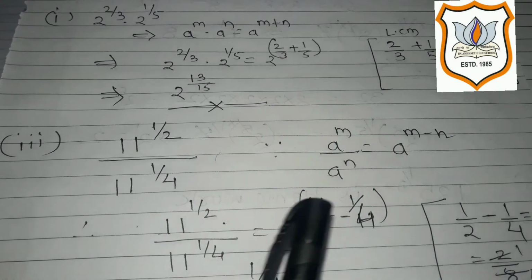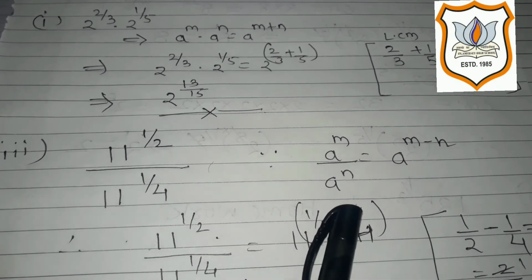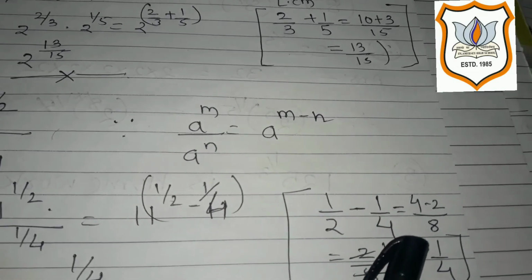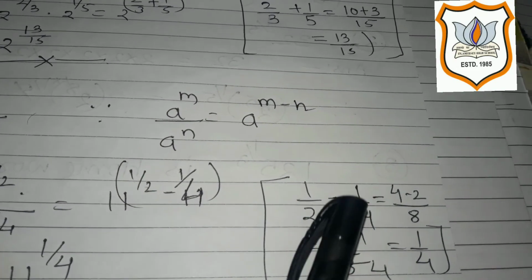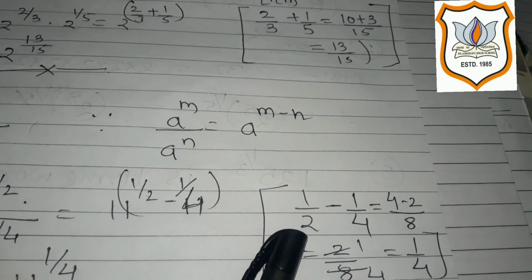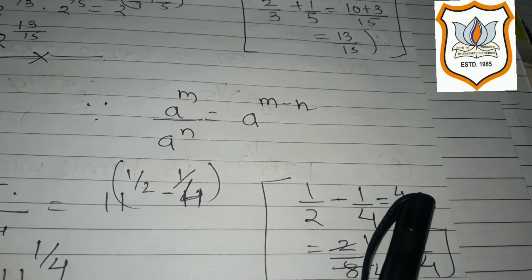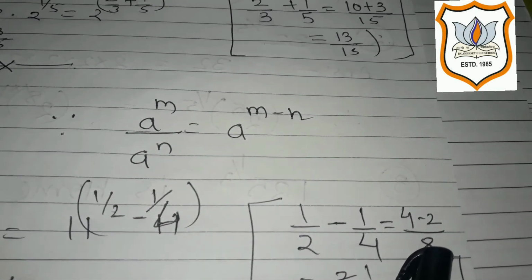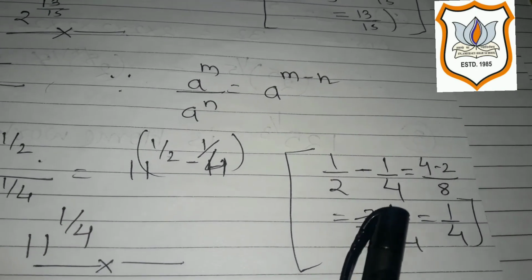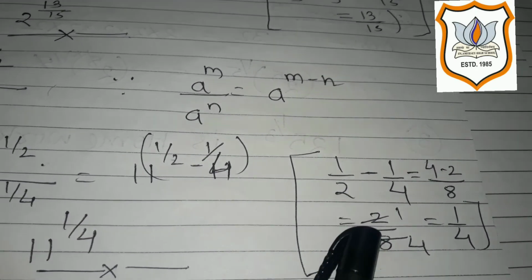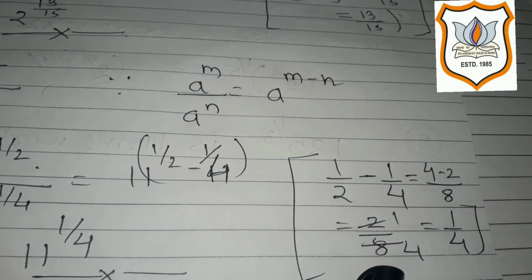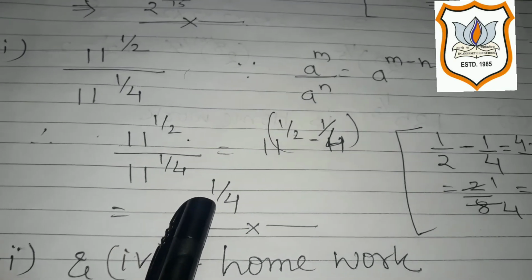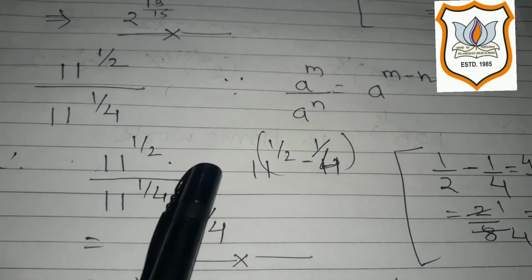Simply we will do 11 to the power 1 upon 2 minus 1 upon 4. 1 upon 2 minus 1 upon 4, again LCM. 4 into 1, that is 4, and 2 into 1, that is 2. 4 minus 2 divided by 2 into 4, which is equal to 8. 4 minus 2 upon 8, that means 2 upon 8 equal to 1 upon 4. And the final answer is 11 to the power 1 upon 4.